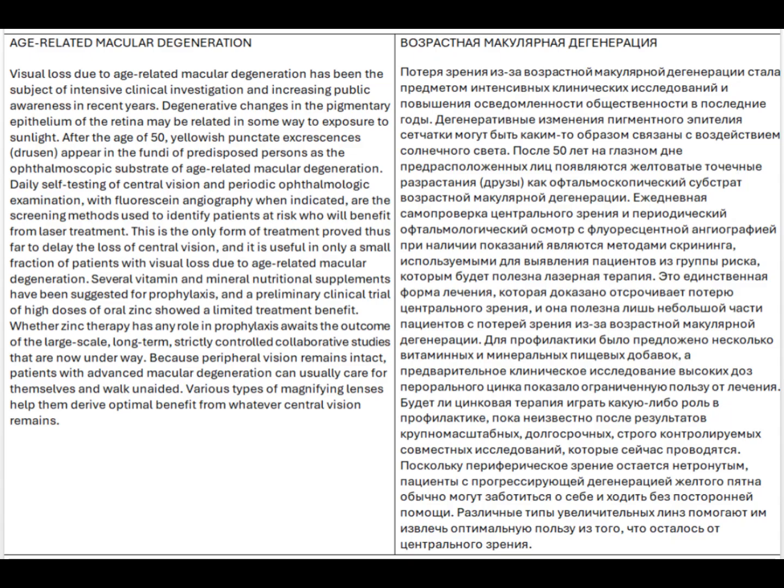Daily self-testing of central vision and periodic ophthalmologic examination, with fluorescein angiography when indicated, are the screening methods used to identify patients at risk who will benefit from laser treatment. This is the only form of treatment proved thus far to delay the loss of central vision, and it is useful in only a small fraction of patients with visual loss due to age-related macular degeneration.